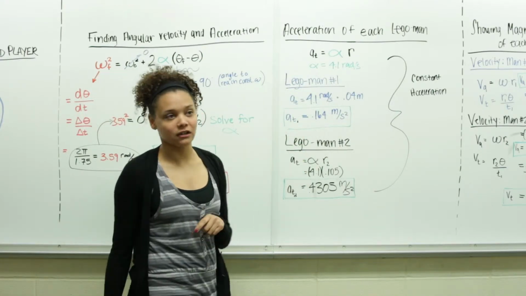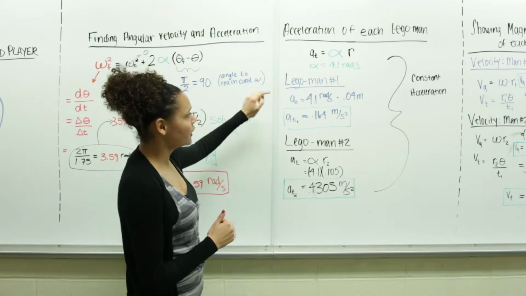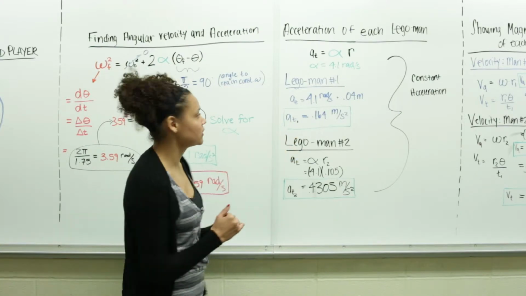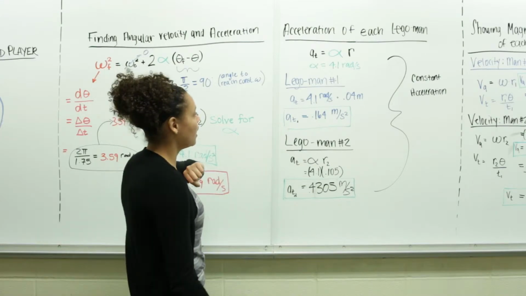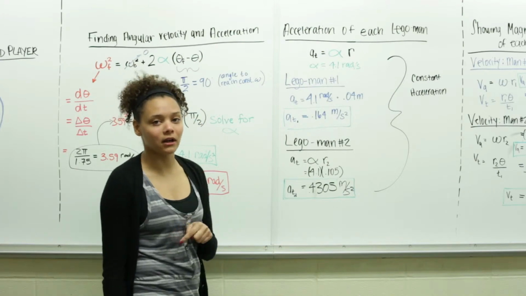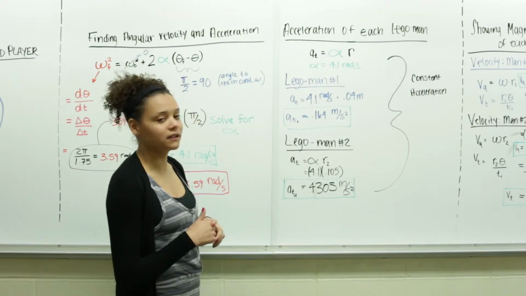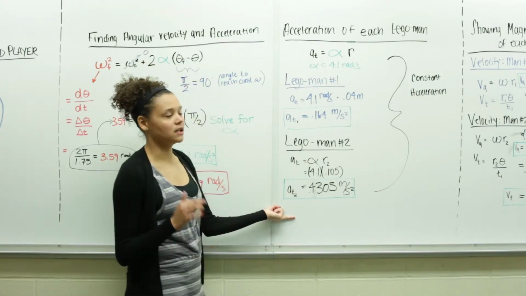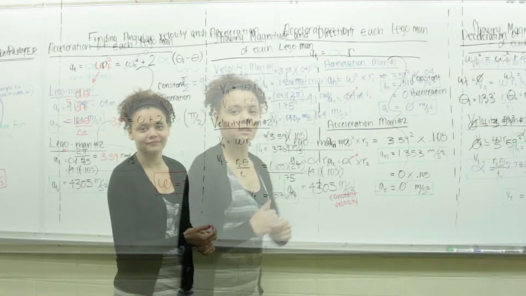Next, we find the acceleration of each Lego man, which we do using our acceleration in the tangential direction formula, which is alpha multiplied by the radius. For our first Lego man, we have a radius of 0.04 meters, which comes out to create an acceleration in the tangential direction of 0.164 meters per second. Next, we do the same thing for our Lego man number 2, which had a radius of 0.105 meters, which gives us an acceleration in the tangential direction of 0.305 meters per second.